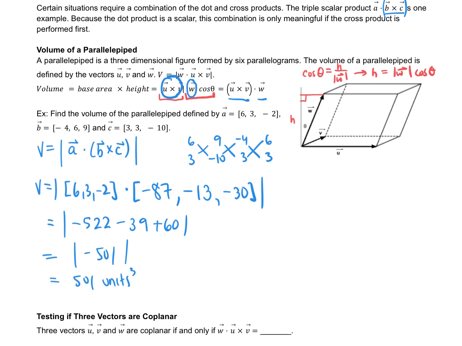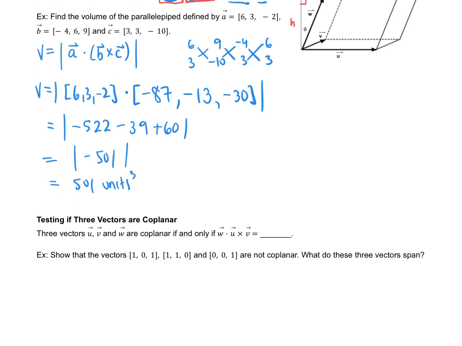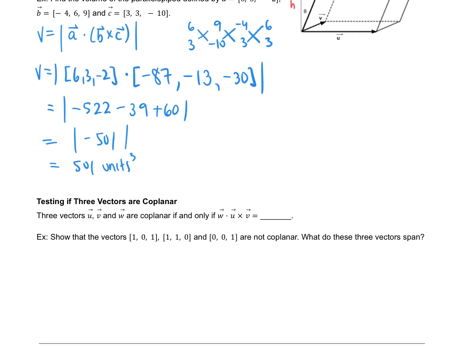And now we can move on to our final application of that triple scalar product. And that is testing if three vectors are coplanar. So if three vectors exist within the same plane. And what we're going to test for is we're going to take the cross product of two of the vectors and then the dot product between the third vector and that cross product. And if you end up with 0, that means that your three vectors are coplanar.